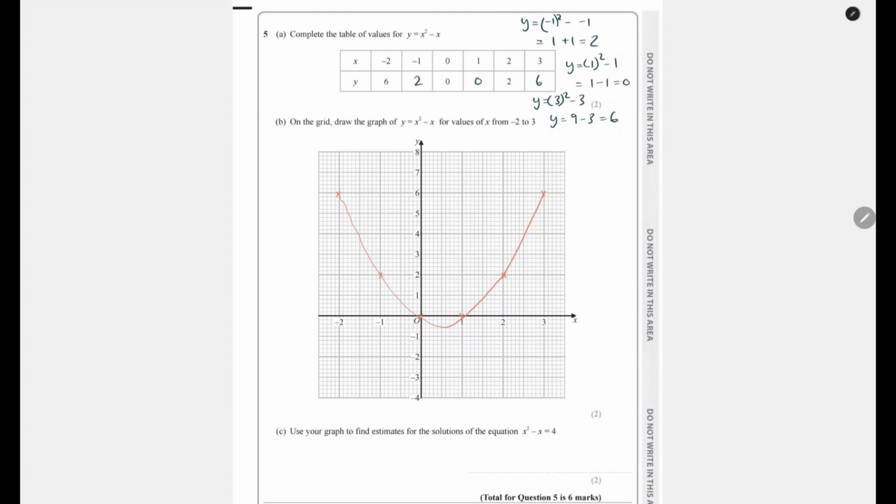Part C is asking us to use our graph to find estimates for the solutions of the equation x squared minus x is equal to 4. Well, we've drawn the equation x squared minus x, and now we know that it's equal to 4. So our y value is 4. So what we're going to do is draw a straight line where y equals 4, and then we're going to figure out what our x values are. So if we go down, it's roughly there and roughly there. So our answer is going to be minus 1.5 and 2.5.